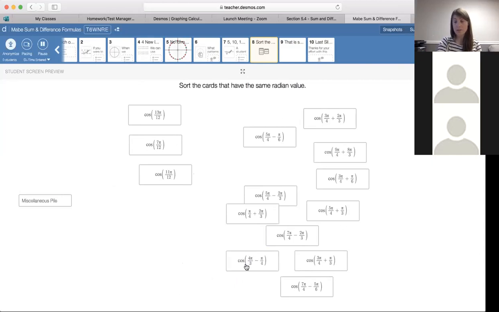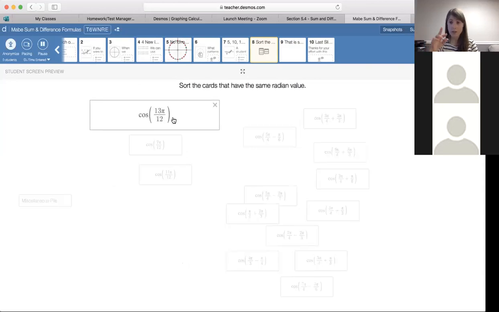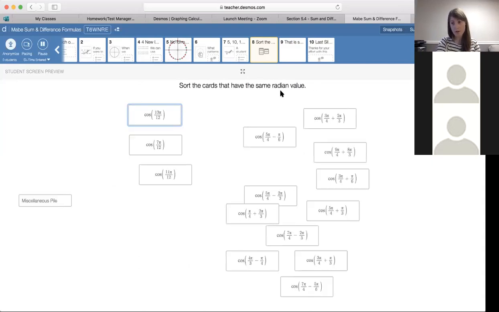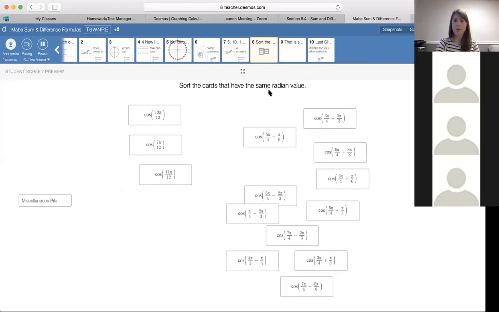In this particular card sort, is it possible that you could have more than one card match up? Sure. You could have something where there's a sum and a difference, or two different sums, or two different differences. So that's definitely a possibility. And then keep in mind your miscellaneous pile. Once you get done with that part, understanding how to apply the formula and fill in the rest of the unit circle is the big deal.